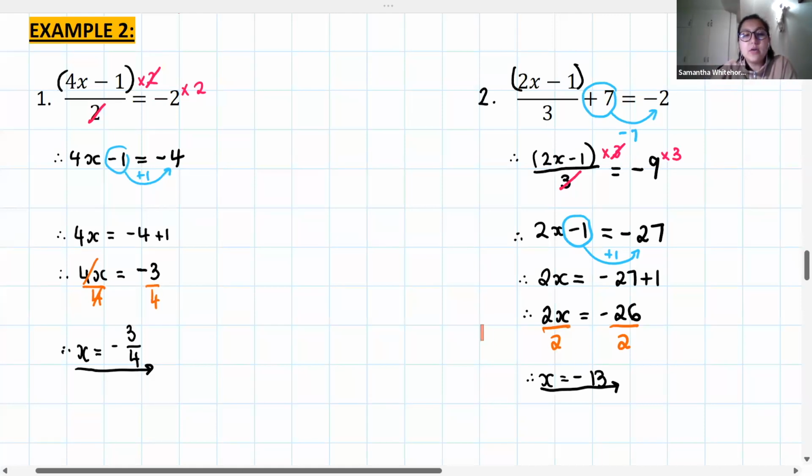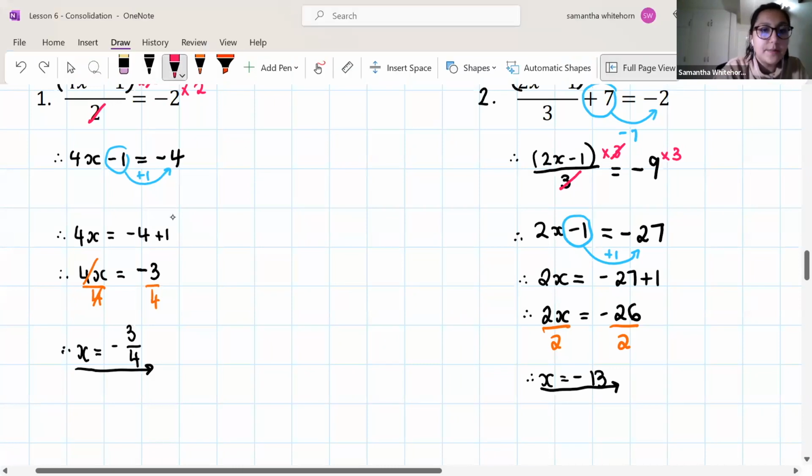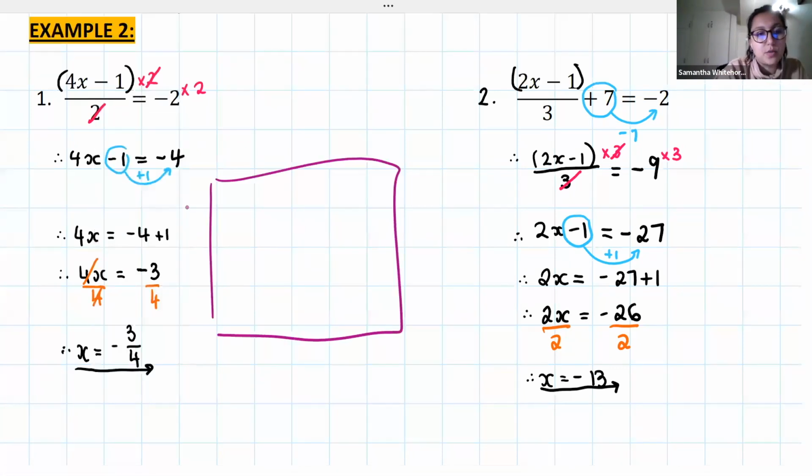Okay, so Ortile, when your answer is a fraction, in terms of checking, honestly, I would do it on my calculator. It's going to be a lot easier than trying to do it manually. However, if we quickly do a quick check, so this would be for question 1, guys. We would have 4 times negative 3 over 4 minus 1 all being divided by 2 is equal to negative 2. So it doesn't look very nice, and that's why I'm saying use your calculator.